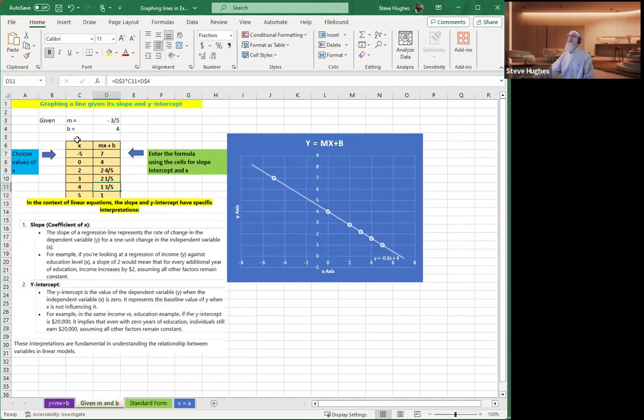Suppose the question says graph a line given its slope and y-intercept. So I'm given the slope m, I'm given the y-intercept b, and I want to choose values of x, and notice my formula right here, everybody. M, which is D3, times x, which is C7, plus b, my y-intercept. And there it is. I hit enter. Everything down through here, you can see the slope. I copied it. Once again, everybody, this is exactly like topic 1 DQ2.